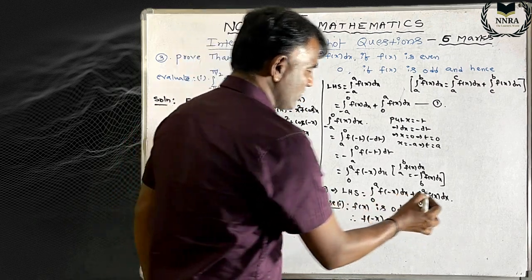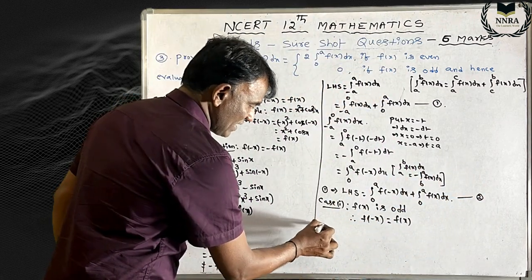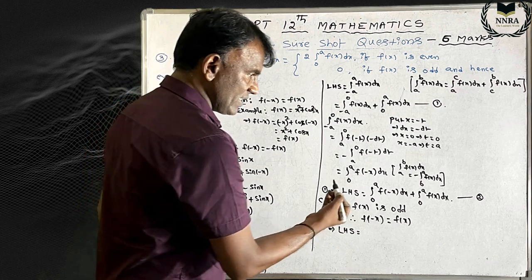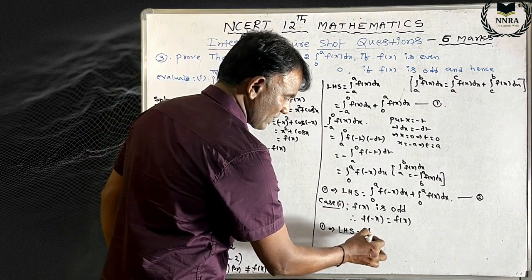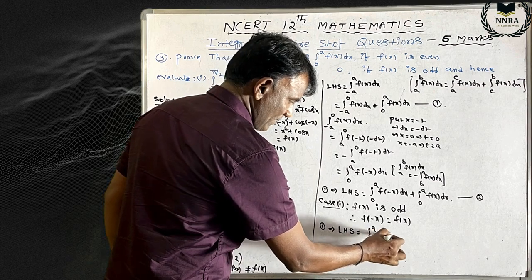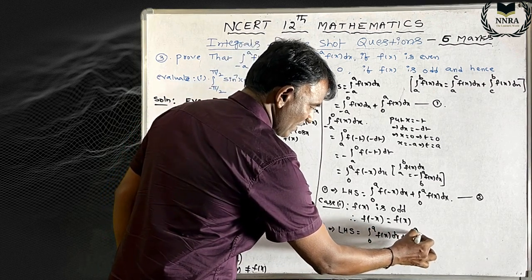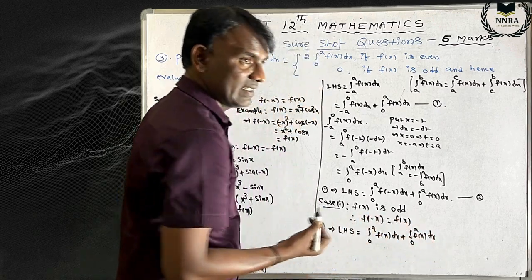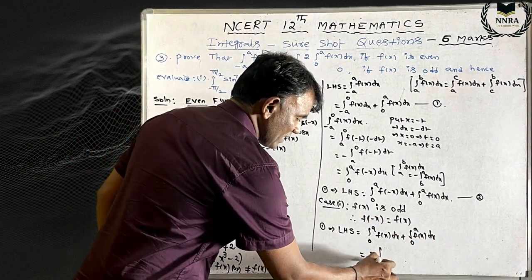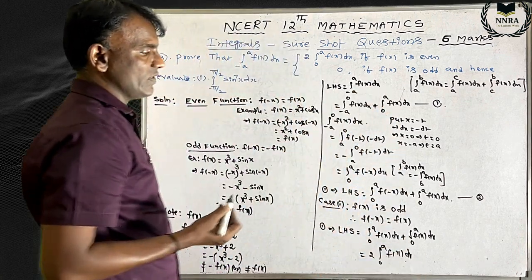Suppose we write this as equation number 2. Then from equation 2 we get LHS equal to the integral from 0 to a of f of x dx, again the same function, plus the integral from 0 to a of f of x dx. Like a plus a equals 2a, so it is 2 into the integral from 0 to a of f of x dx. So the first case is over.